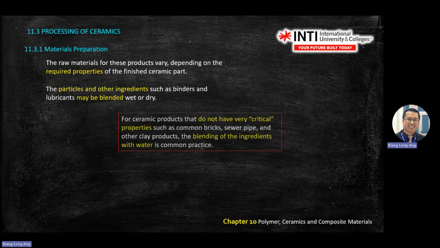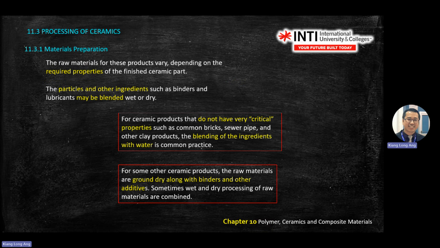Okay, material preparation, this one you read. Material preparation is you break down the raw ingredients. So for ceramic, you only need water to bind them together. For advanced ceramic material, you add in chemicals, or we call it additive.